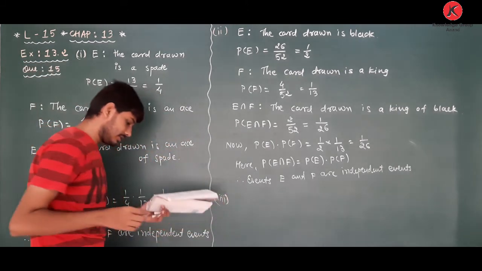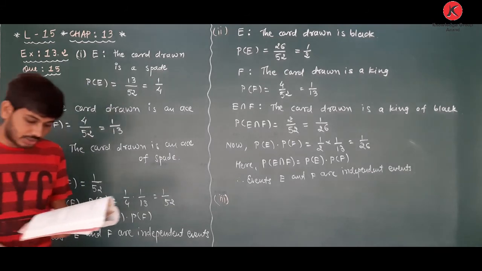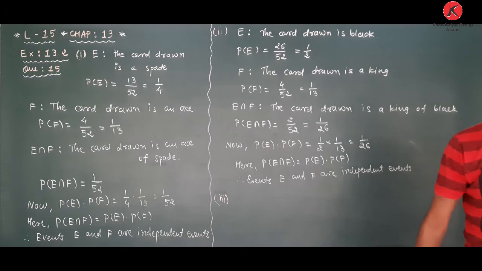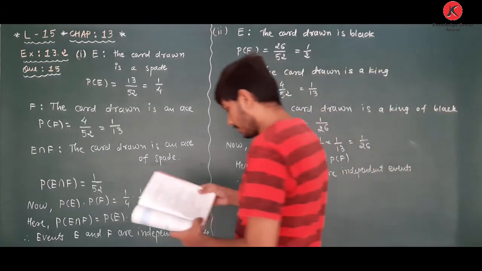For this case, the card drawn is king or queen, and the card drawn is queen or jack. Let's look at this case too.